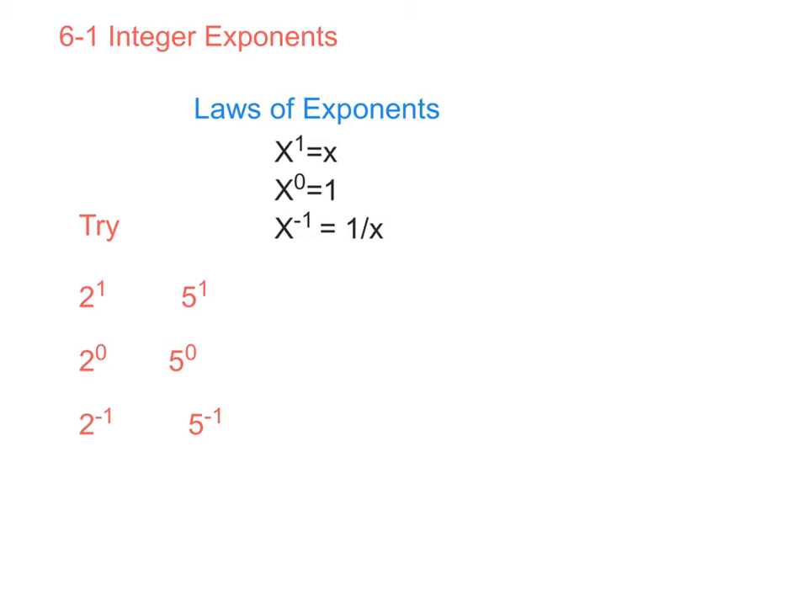Pause the video and try the problems that it says try, and I'll give you the answers after. The answers are 2 to the first is 2, 5 to the first is 5, 2 to the 0 is 1, 5 to the 0 is 1, 2 to the negative first is 1 over 2, and 5 to the negative first is 1 over 5.